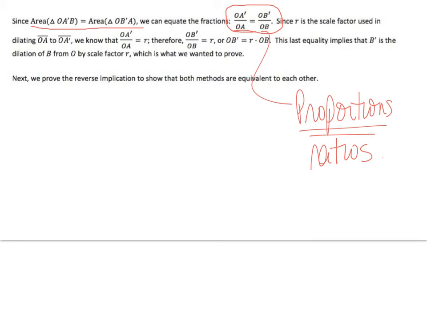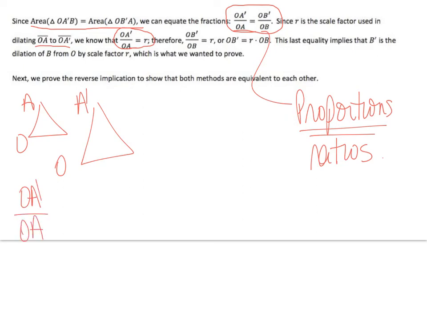Since R is the scale factor used in dilating OA to OA prime, we know that OA prime over OA equals R. Every time in the last three lessons, we would draw a few triangles, measure OA and OA prime, and double check that we got the right scale factor. We would take a ruler, measure it, and say, I got the scale factor. So all we're doing here is verifying OB prime over OB is equal to R, or OB prime is equal to R times OB.